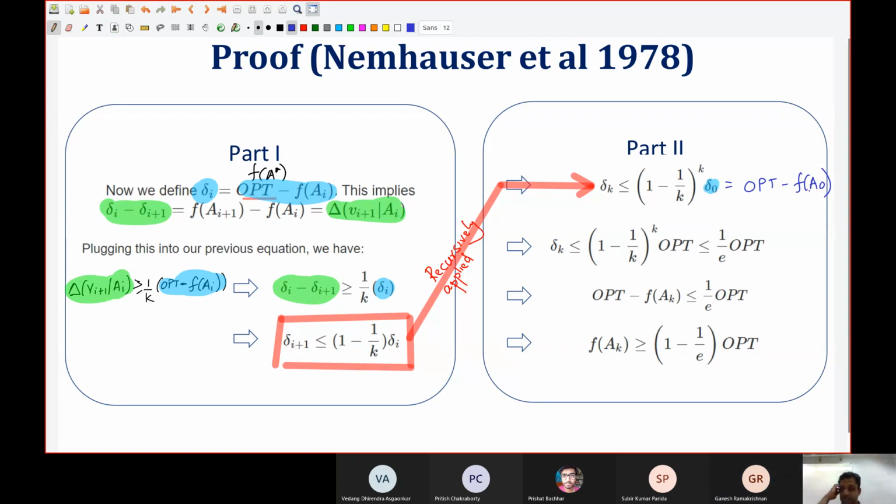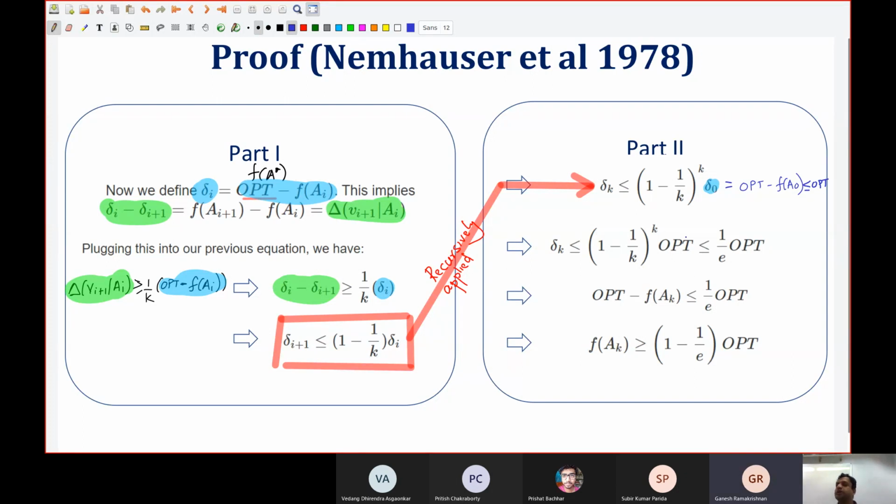Okay, so can I say that this is less than or equal to opt minus f of a0? Is that less than or equal to opt? Okay, so that's it. We didn't need f of a0 to be set to 0. The whole thing is less than or equal to opt. That's it.